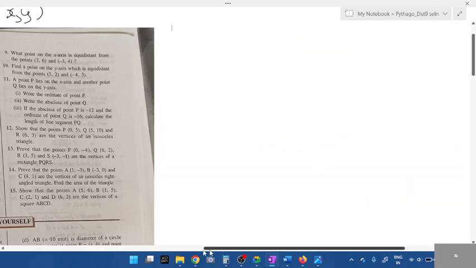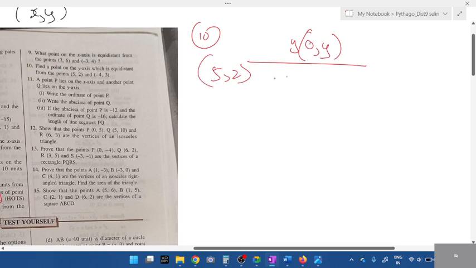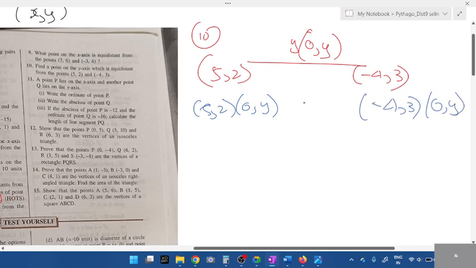Next one. Look at the next one. Same, 10th one also for homework, students. Instead of x, what is given? Point y, right? So for y, what do you take? 0, comma y. And what are the other 2 points? 5, 2, and 4, 3. Then, which two values you have to take first? A, comma 2, and 4, comma 3, and 0 and y. Understood? So you have to find the square root. Make a note.